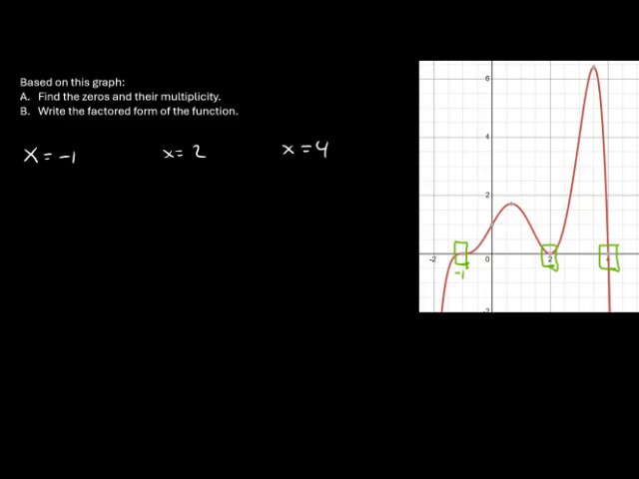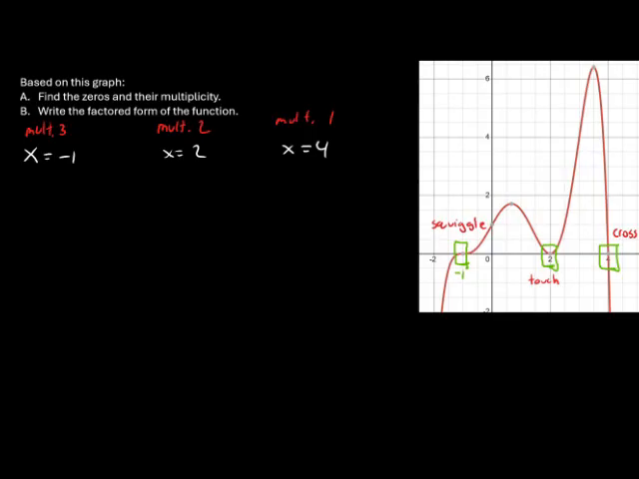At the -1, we have it squiggle as we go through the axis. If we have a squiggle, this will give us a multiplicity of 3. At 2, we touch the axis but bounce back off, and when we touch and bounce back off, this gives us a multiplicity of 2. Finally, we cross straight through at 4, and when you cross straight through, this gives you a multiplicity of 1.